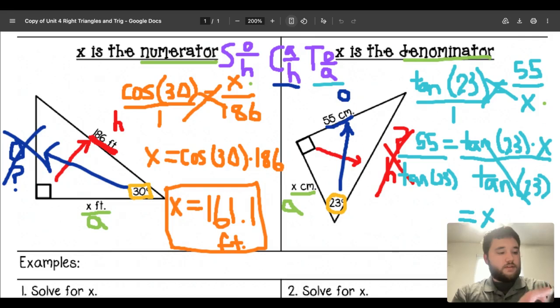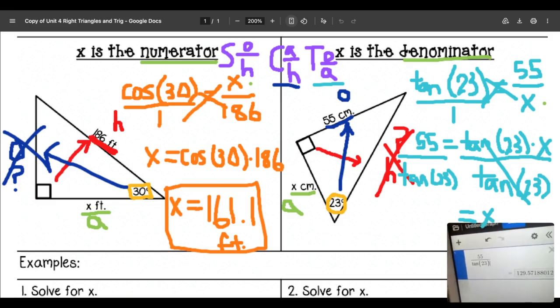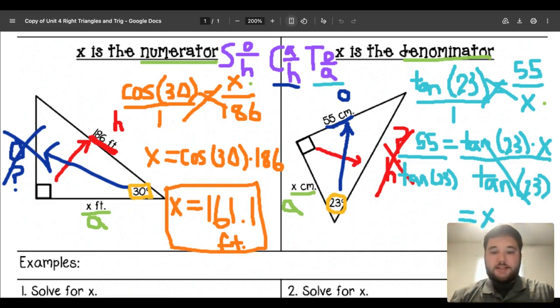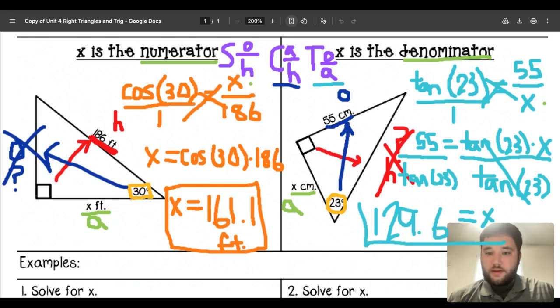If I take 55 and divide it by, I'm going to click the functions button on Desmos and hit tan. If you're using a calculator, there should be a TAN button for tangent. I'm going to type in 23, close that parentheses, and take a look. 55 divided by tan of 23 gives me 129.5718. We're going to round that to one decimal place and make that 129.6. And boom, there is our final answer.